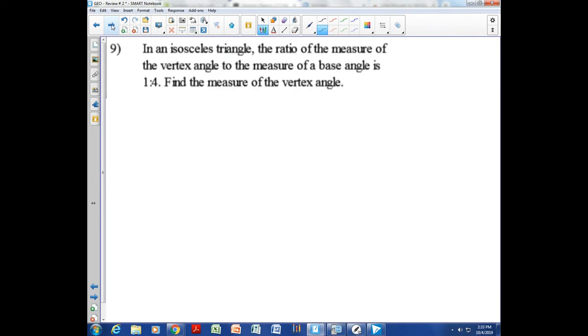Okay, a ratio problem. Ratio problems are done in a variety of ways. However, I like to always make a table. In an isosceles triangle, the ratio of the measure of the vertex angle to the measure of the base angle is 1 to 4. Find the measure of the vertex angle.